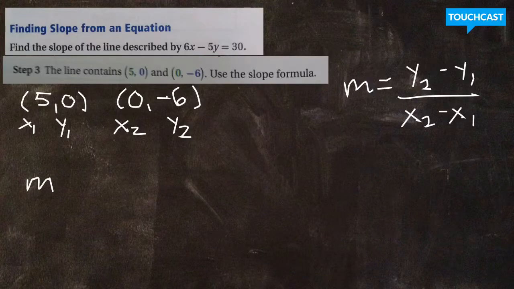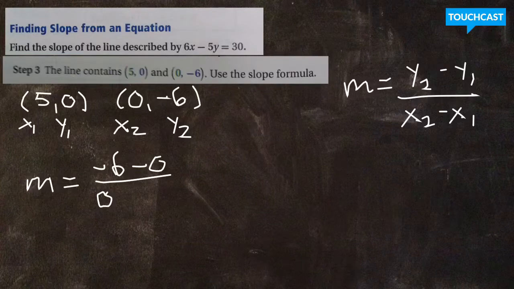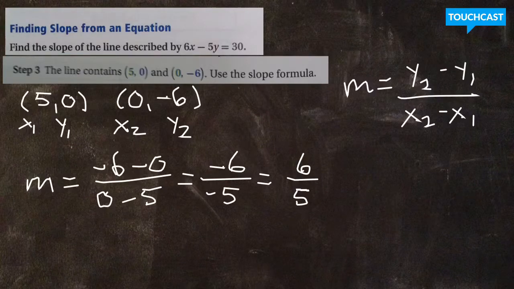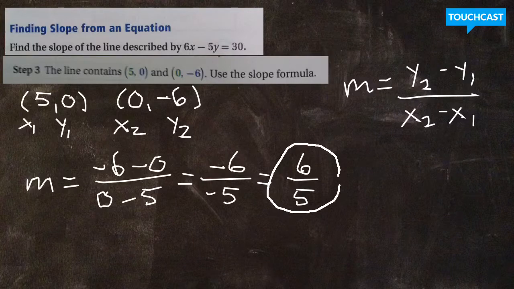M is going to equal negative 6 take away 0 over 0 take away 5. Well, negative 6 minus 0 is just negative 6. And 0 minus 5 is negative 5. Negative 6 divided by negative 5 can simply simplify to a positive 6 over a positive 5. So our slope is 6 over 5, or 6/5.